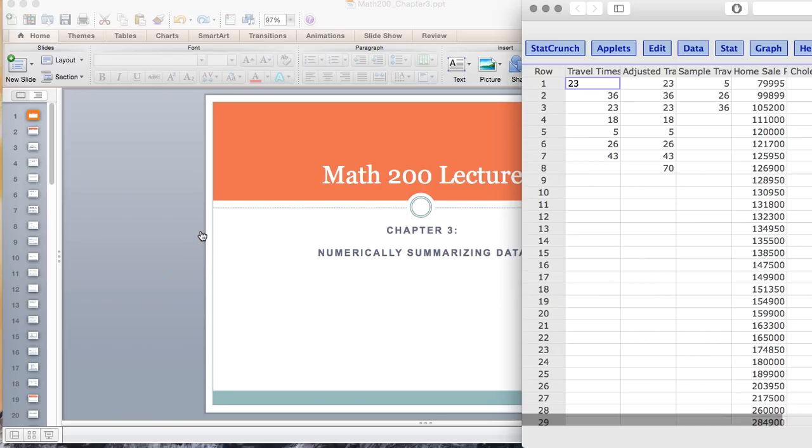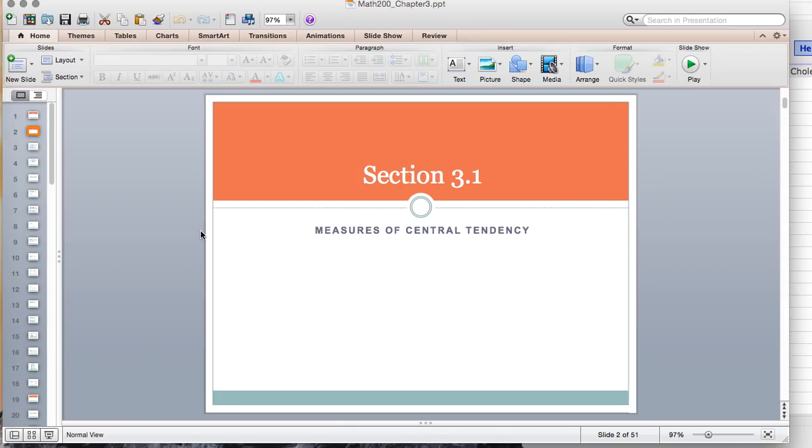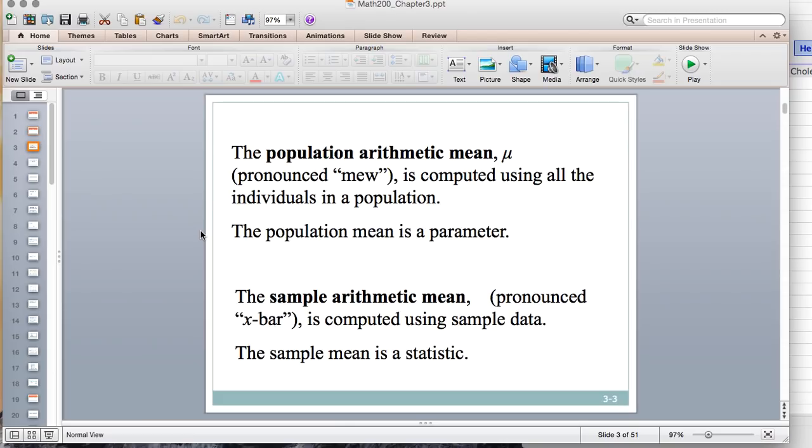I'll show you how to do some of the calculations that are easier by hand, but we're going to be relying on the technology to do a lot of this stuff for us. So section 3.1 is all about the measures of central tendency. And the first thing that we start out with is the mean, which I'm sure you have all heard of before. It's also known as the average, okay?